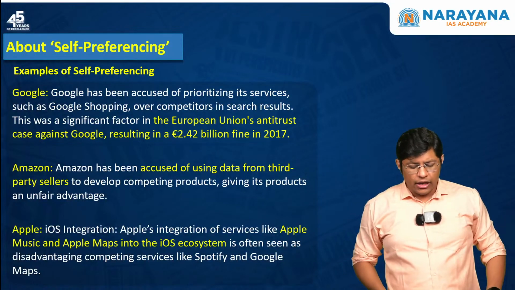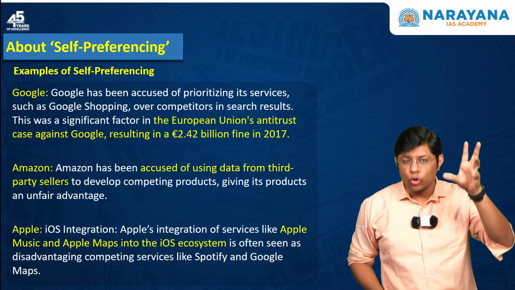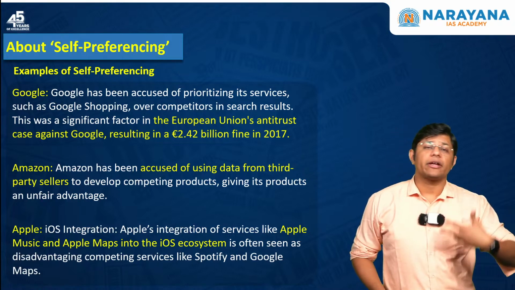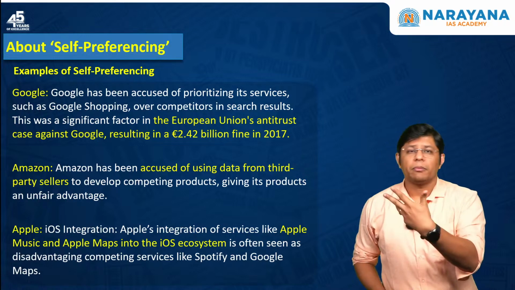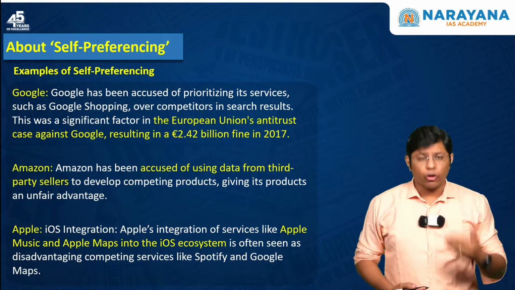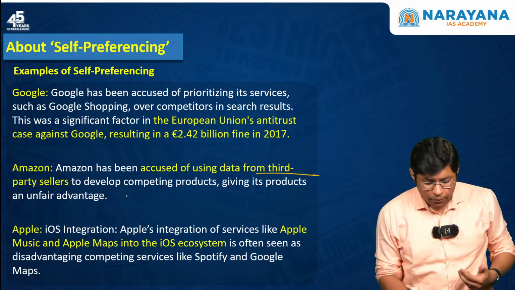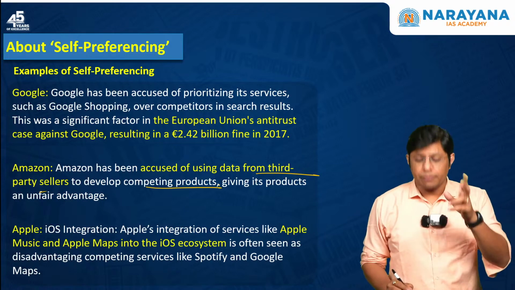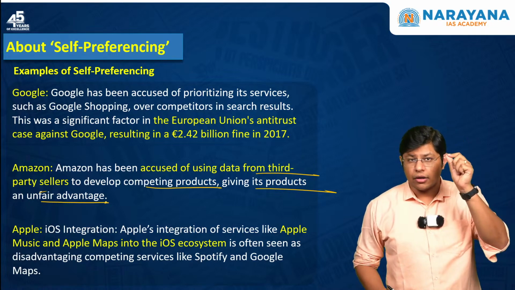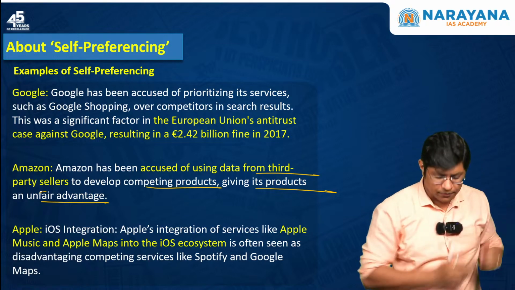Now, for example, Google has lost a case in the European Union. Why? Because there are many companies in the European Union who had accused Google of anti-competitive practices, let's say in advertising. Then Amazon, what Amazon does is the same, self-preferencing. They use the data from third-party sellers to develop competing products, giving its own products an unfair advantage. Like when you search anything on Amazon, the first product that appears is the product made by Amazon.